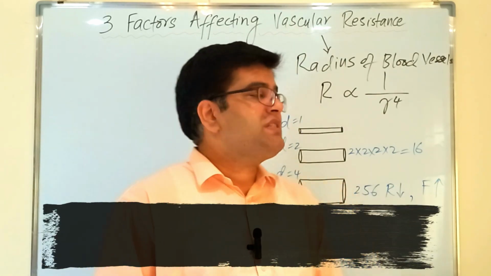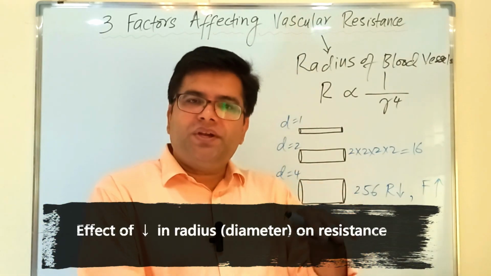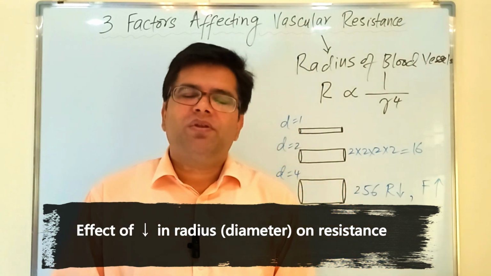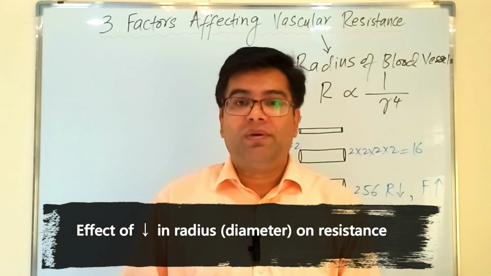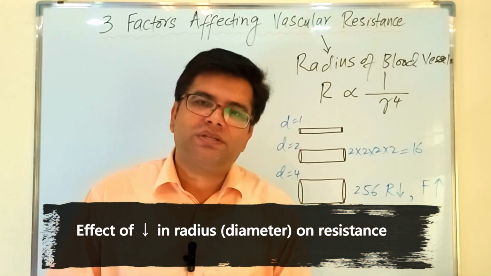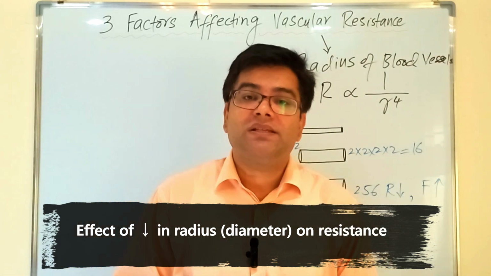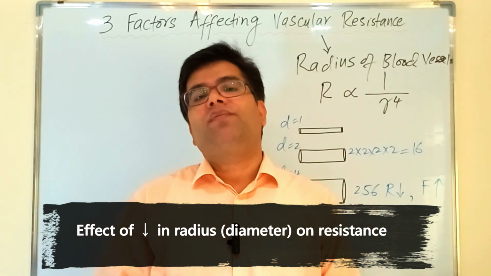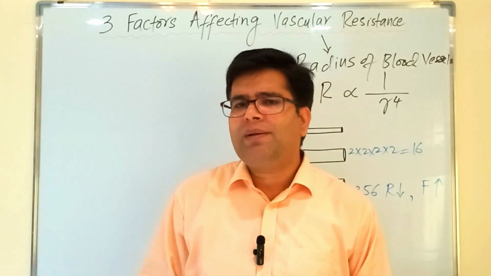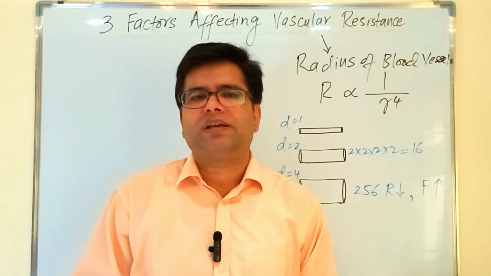What will happen to the resistance of blood vessels if their diameter decreases? Let's suppose the diameter of a blood vessel decreases to half, or by 50%. What will happen to resistance? Then its resistance will increase up to 16 times and the blood flow will be decreased by 16 times. So sometimes you may get this kind of question in your examination.